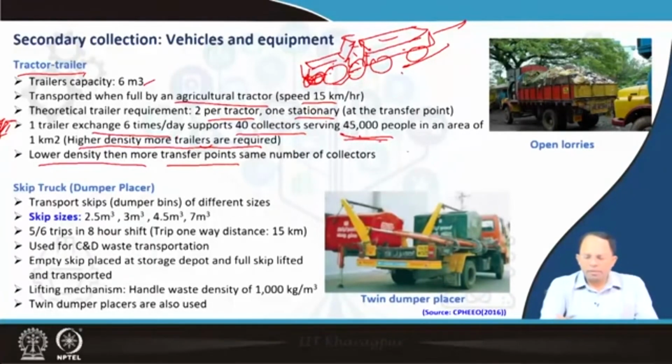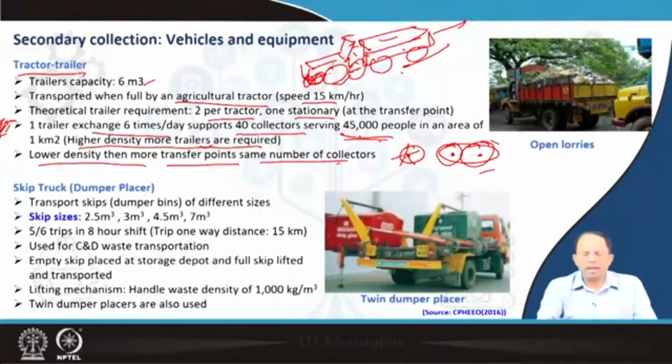That means if the same number of people live in this area and the same number of people live in this area, of course, here we are putting a transfer point over here, because the rest is collected via primary collection from the surrounding area. But because this area is very sparsely developed, we have to have 2 transfer points, one for this area and one for this area. But the number of collectors will remain the same, because we are increasing the transfer points, but the number of collectors will remain the same, and we may have to increase the number of trailers as well.